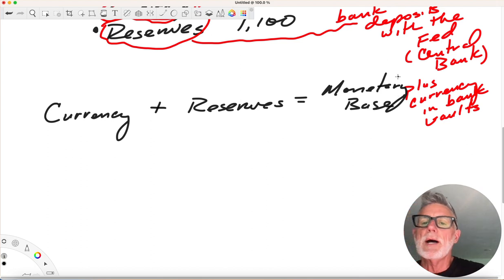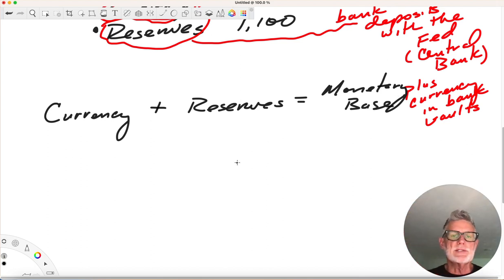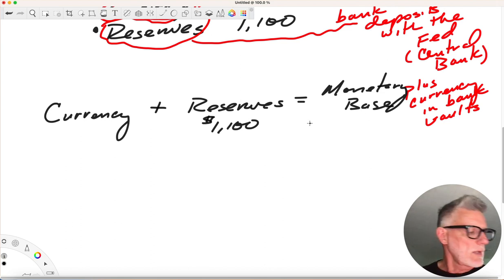You'll be learning more about the monetary base and how it fits into monetary policy. It's a big piece of monetary policy later on. So any currency, this is currency in circulation, or any reserves. Reserves would be currency in vaults, bank vaults, as well as any deposits banks have with the central bank, in this case the Fed. So in this particular problem, the reserves are 1,100 and the currency is 400.